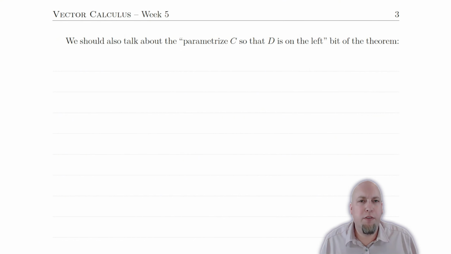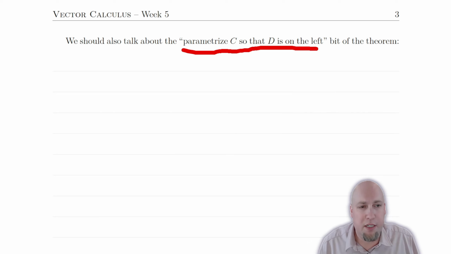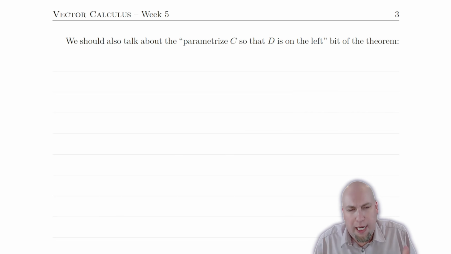All right, one final thing that we have to talk about before we can go on and do actual computations with this, and that is I want to clarify one part of the theorem where we said that we're going to parameterize the boundary curve C so that D, the region, is on the left. So why do we have to do that?